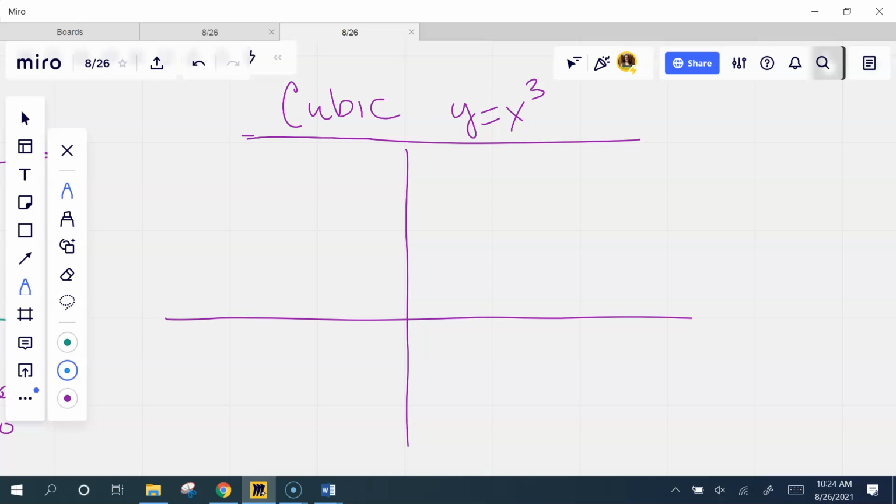All right, cubic. 0, 0. 1, 1. Negative 1, negative 1. And we kind of look like this, a stretched out S.